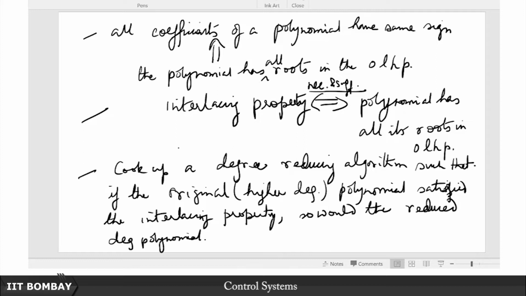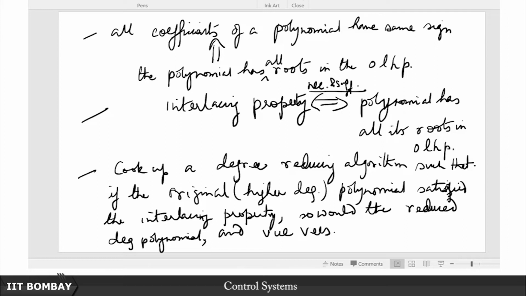We are not trying to map a relation between the original n roots of the n degree polynomial, the higher degree polynomial, and the n minus 1 degree polynomial that we have now obtained by this algorithm. No, we are not interested in that. So long as they have all of their roots in the left half plane, we are happy. Why? Because then we can keep successively reducing the degree and checking.